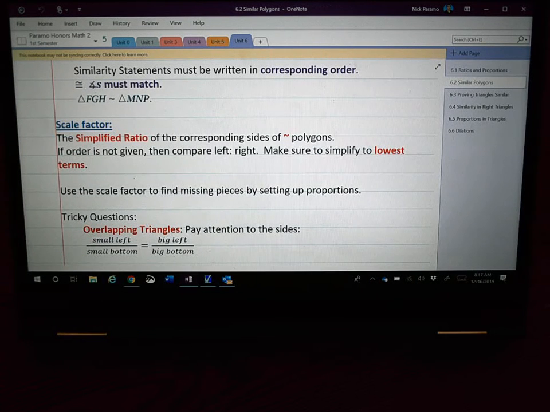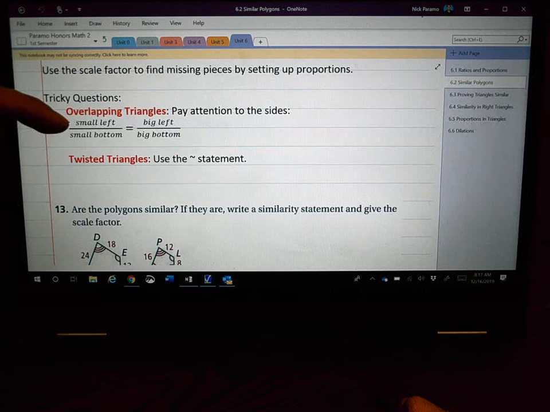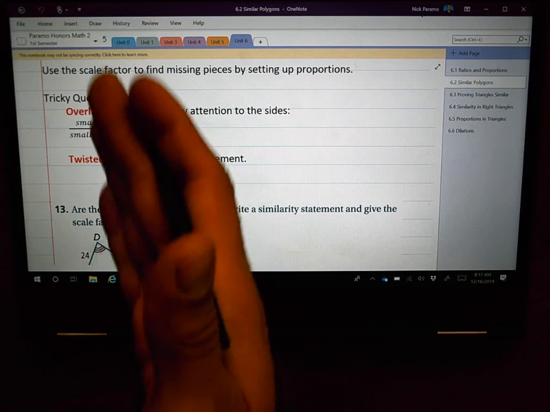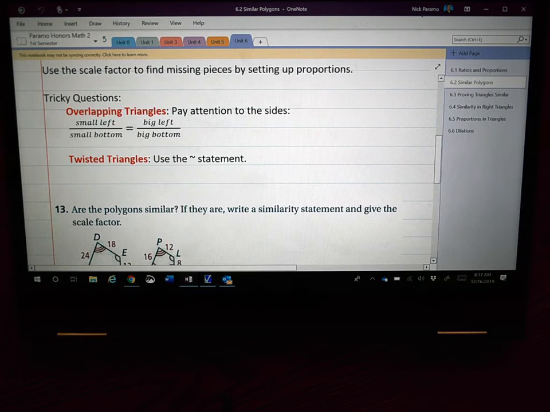I remember when I graded these tests for you guys, the people who earned half credit were the people who did not put it in the right order. They got a lot of minus ones. Minus one in Mr. Paramo's class means you made a small mistake. You didn't follow the order. You did something small, not a big mistake. We talked about how to set things up if you were using the small triangle compared to the big triangle. You have to do left side over bottom, left side over bottom. It has to match when you set up your proportions.